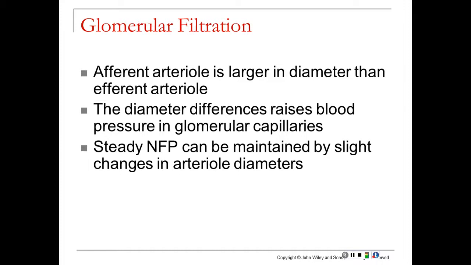So let's talk about the process. That afferent arteriole is much larger in diameter than the efferent arteriole, and that diameter difference is going to help raise the blood pressure in those glomerular capillaries, and any changes in those arterial diameters is going to change the net filtration pressure. If you're an individual suffering from chronic hypertension, chronic high blood pressure, that chronic dilation of those afferent arterioles is going to wear away your kidneys very quickly. Lots of people that suffer from hypertension also eventually suffer from kidney failure as well.